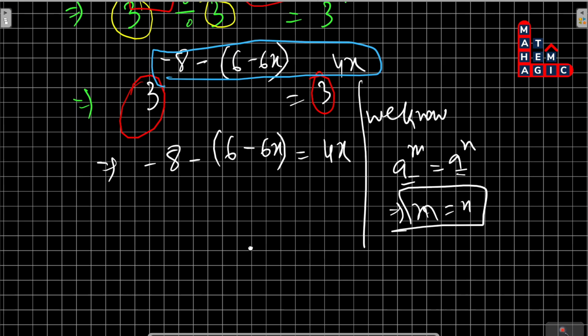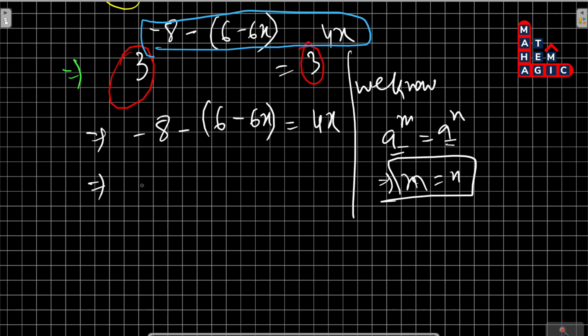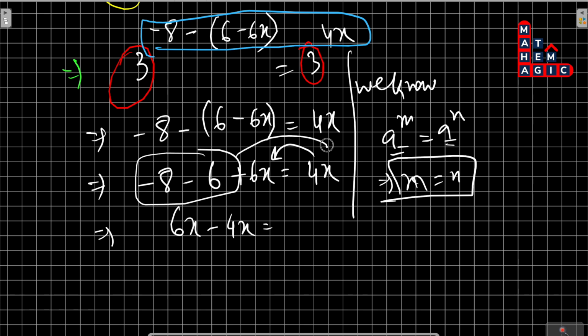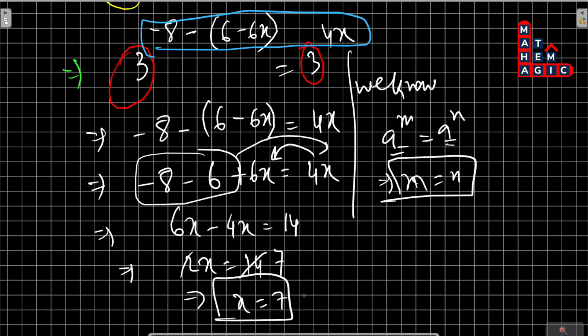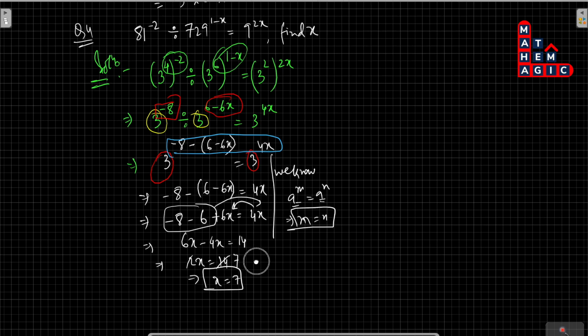Let us continue with this linear equation. In class 6, all of you learned algebra and you know how to solve this kind of linear equation. Minus 8 minus 6 plus 6x equals 4x. Let us take all the x on the same side, so 6x minus 4x, separating variables and constants. The constants add up to minus 14, so going to the other side it will be plus 14. So 2x equals 14, cancel 2 and 14, and we get x as 7. So we got the answer. That's the whole sum.